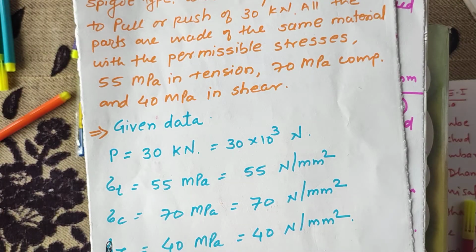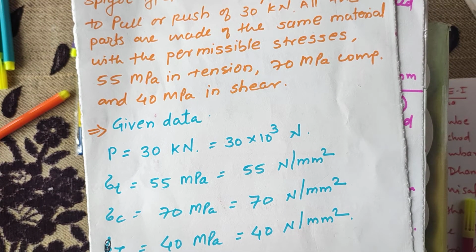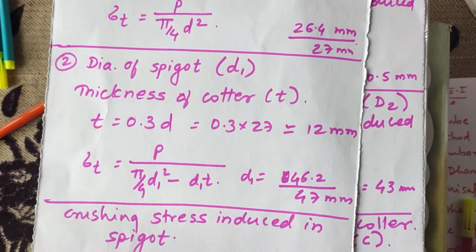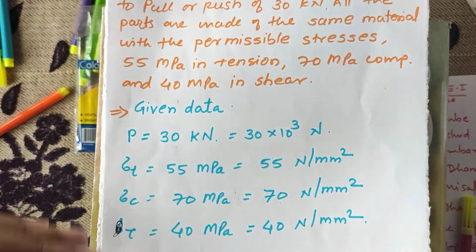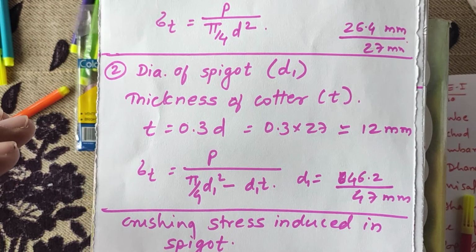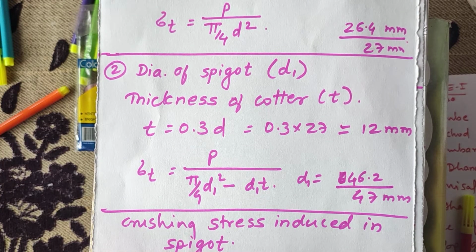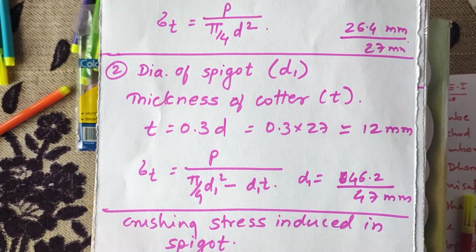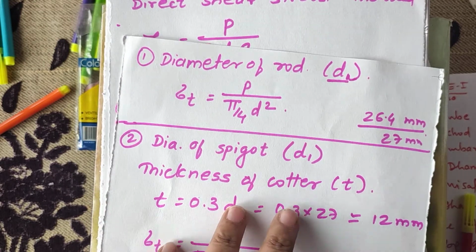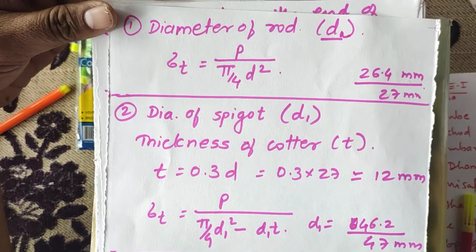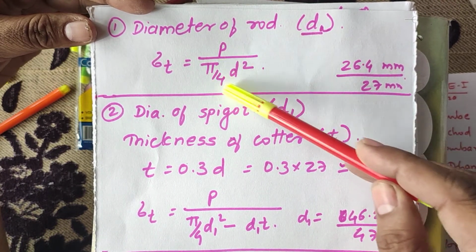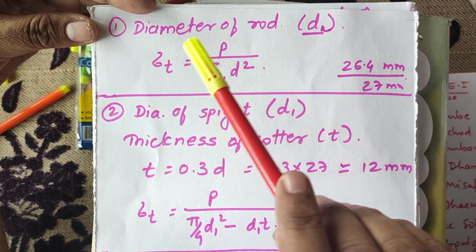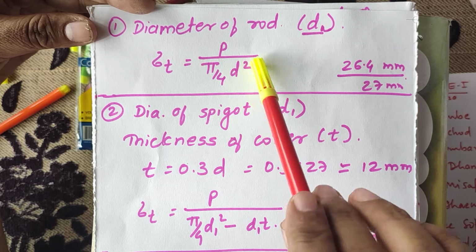You solve this considering all the 10 dimensions, as we discussed the 10 points in the previous problem. The same 10 you have to consider. You can note down the 10 steps. First, the diameter of the rod, small d. For that you consider the tensile stress acting on the rod. So sigma T equal to P divided by pi by 4 d square. Here sigma T is known and force P is known, so you can calculate d here.